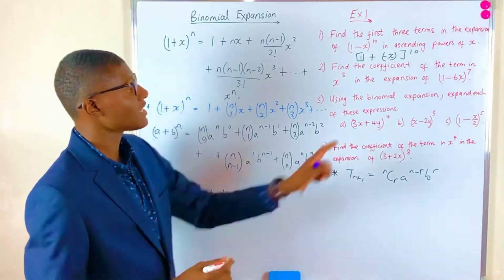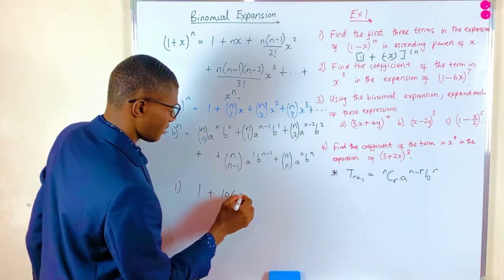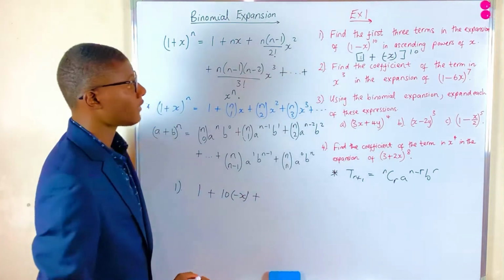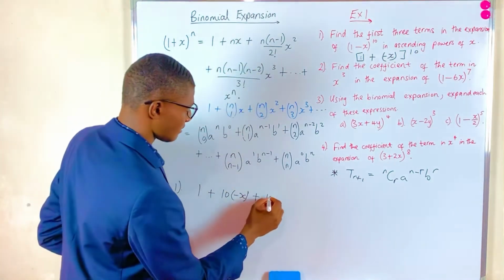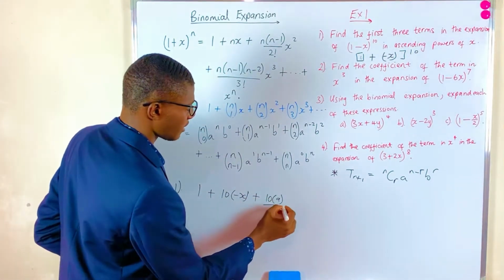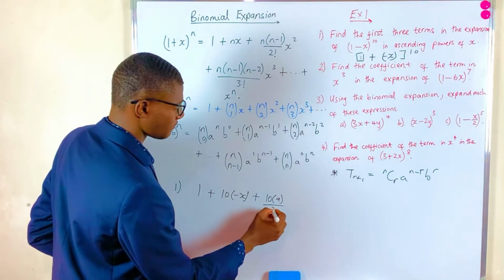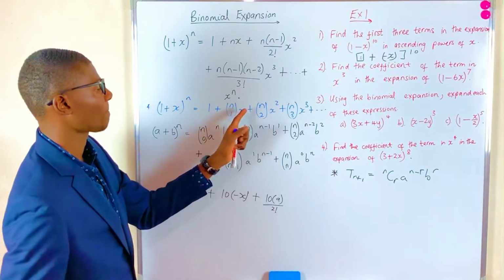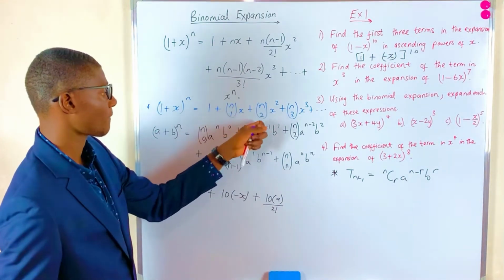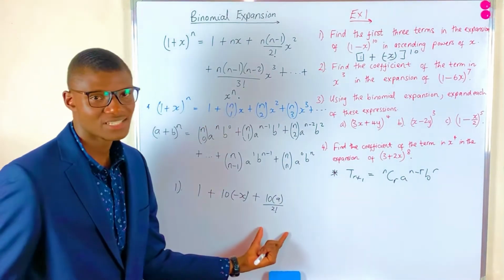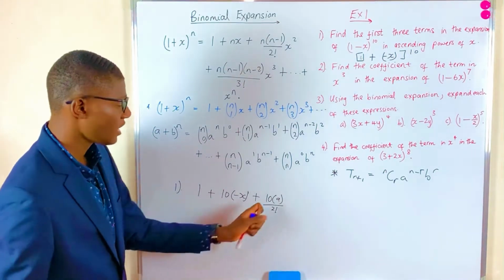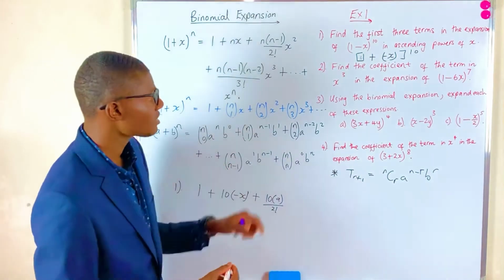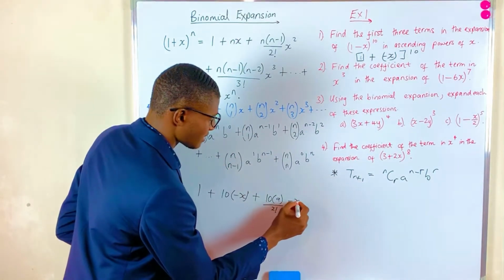Our x in this case is minus x, and then we're saying plus n, which is 10, n minus 1, 9, over 2 factorial. Since I have written this already, let's just flow with it. So 10 times 9 over 2 factorial, and 2 factorial is 2. We are multiplied by x squared, and x is minus x.